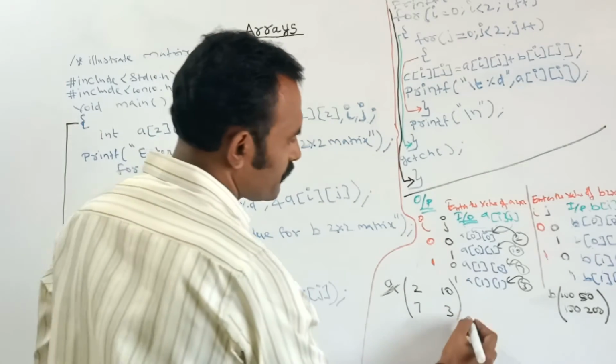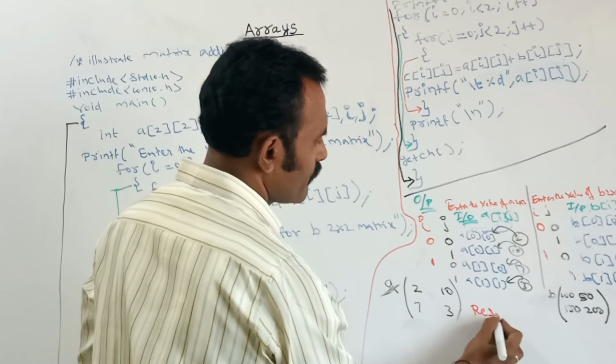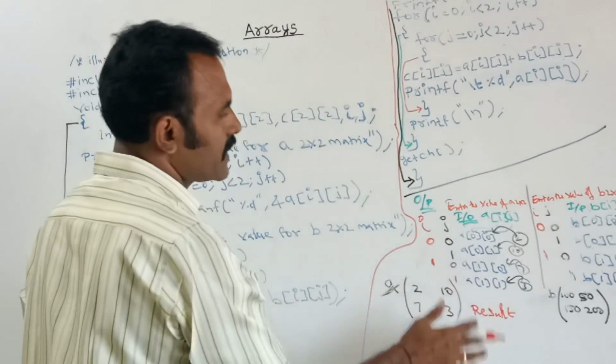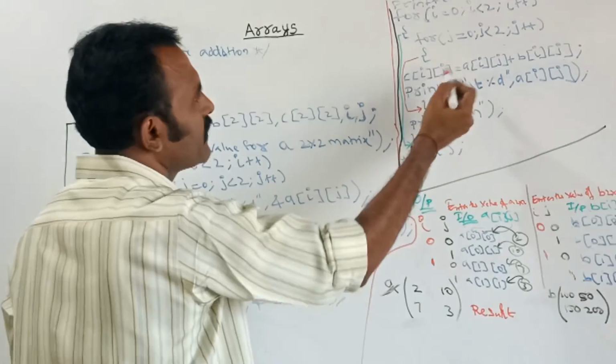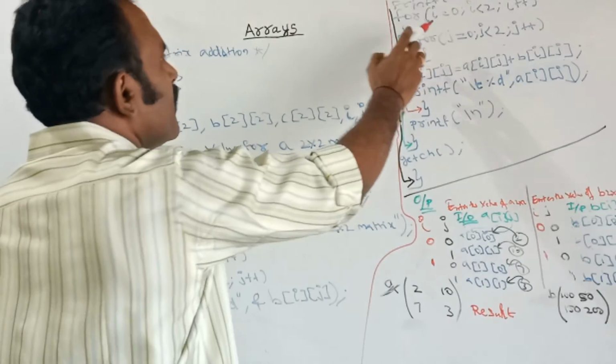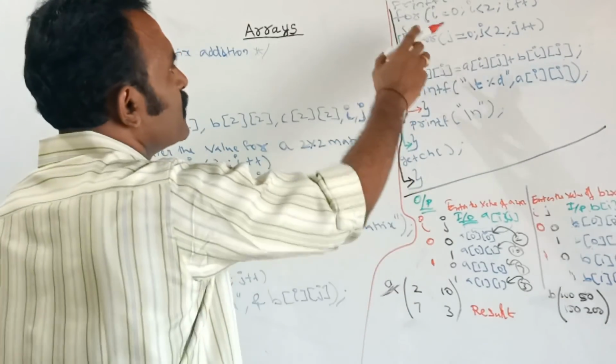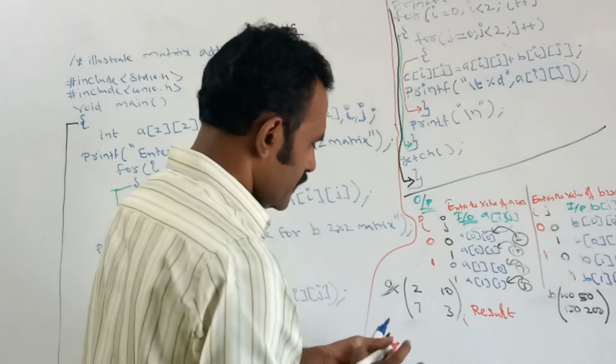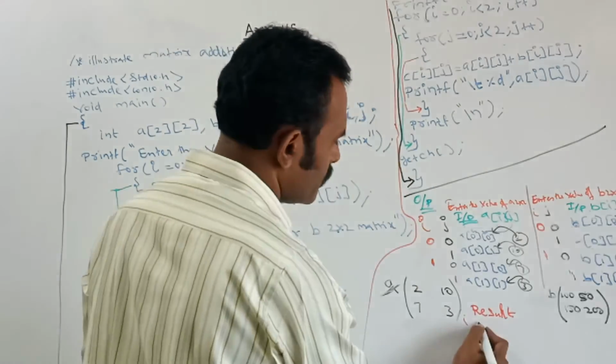So here it will print in the next line. After that, in the next line the value will be printed. Here in a similar way, I value is 0 to 2, I. Here next one, the J value.